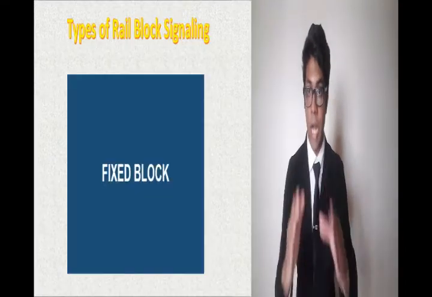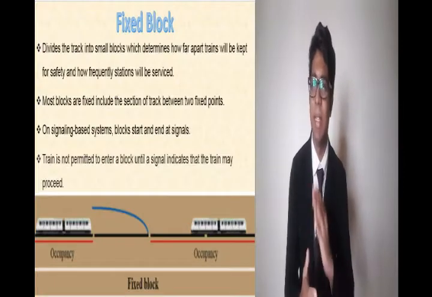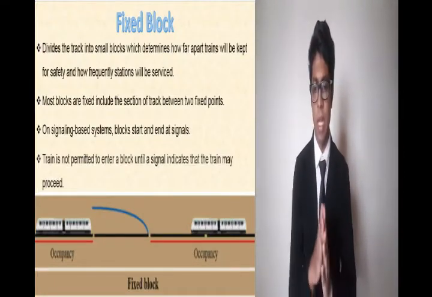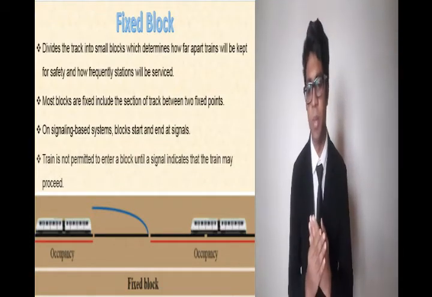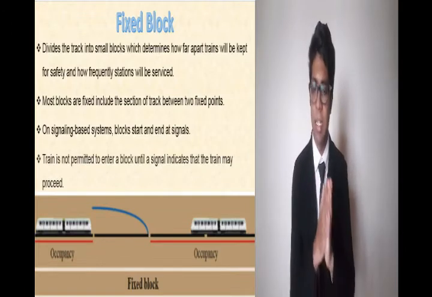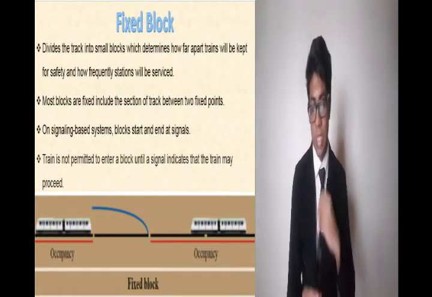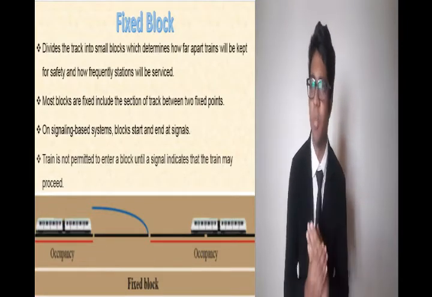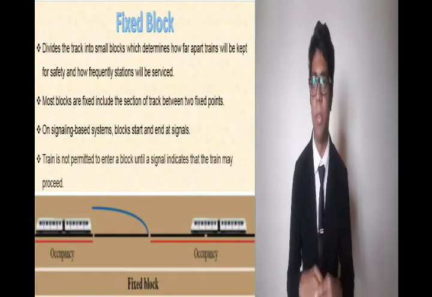Now I want to explain about the fixed block signaling of the railway. Fixed block divides the track into small blocks, which determine how far the trains are kept apart for safety and how frequently the station will be serviced. Most fixed blocks include the section of track between two fixed points. In a signaling based system, blocks start and end at the signal. Each block can only be occupied by a single train at a given time, and a train is not permitted to enter the block until the signal indicates the train can proceed to travel on the railway track.